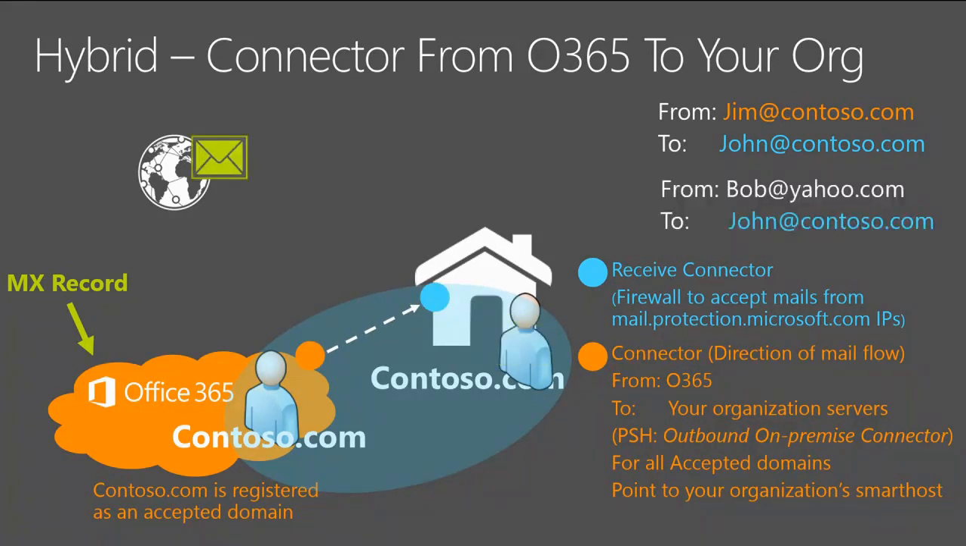The same thing goes for when Bob at yahoo.com on the internet is trying to send a mail to you. It comes to the service, which figures, okay, I need to send a mail to John. Well, John doesn't exist in the cloud, so I'm going to send that mail over using this connector to the on-premise server. And it's exactly what happens, and it reaches John's mailbox.